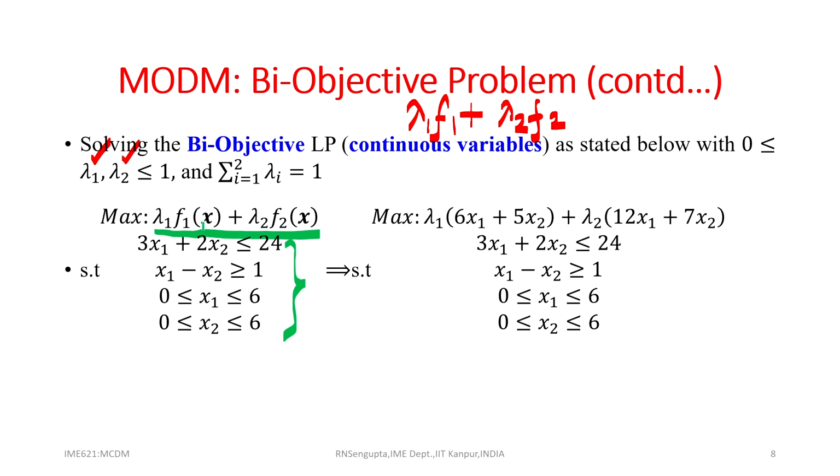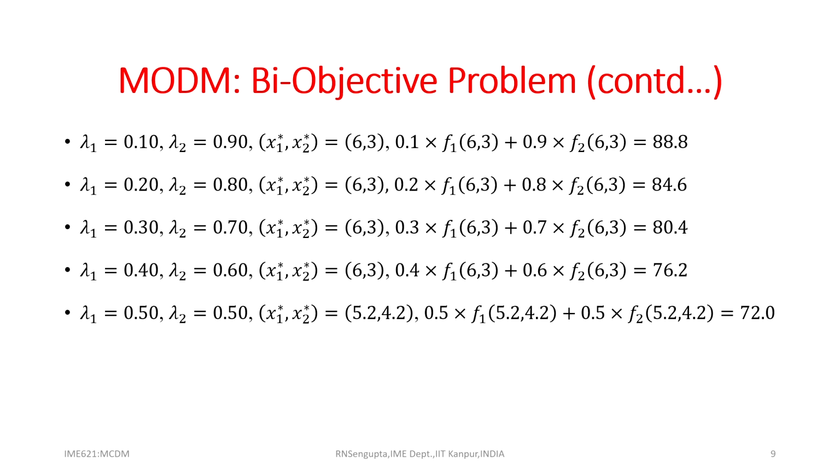So, when we bring the functional form of f 1 and f 2 into the equation, this is the equation we have, which is lambda 1 into f 1, where f 1 is 6 x 1 plus 5 x 2, plus lambda 2 into f 2, where f 2 is 12 x 1 plus 7 x 2. Constraints remain the same. So, now we take different values of lambda. Let us start the iteration, and we have that in front of us.